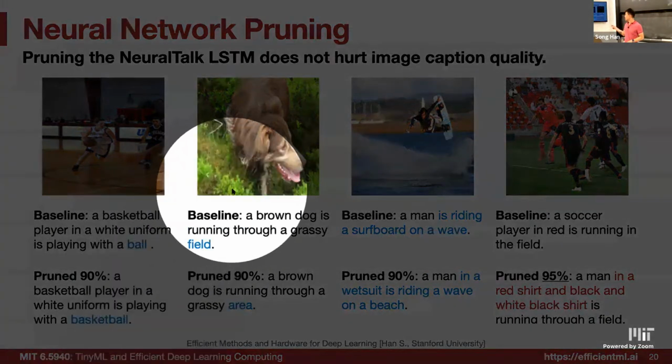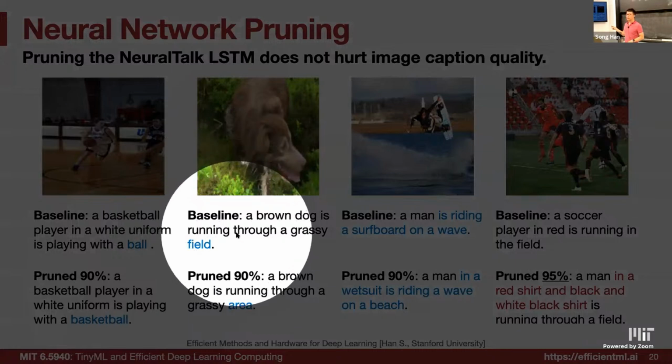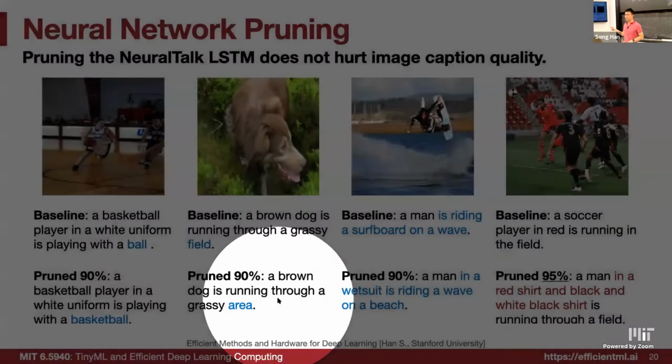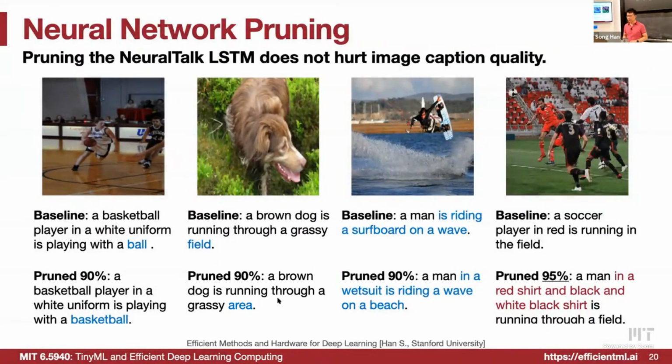Second image, the baseline model says a brown dog is running through the grassy field, versus prune 90%: a brown dog is running through a grassy area. Including the third one, riding a surfboard on a wave, a man in a white suit riding a wave on the beach, prune away 90%.